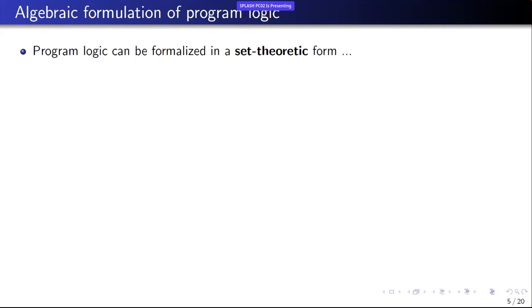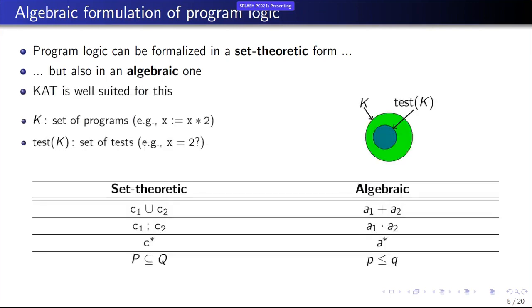Up to now, we have seen how we can formalize this local completeness logic using a set-theoretic framework, representing conditions as sets and the program semantics as a transition system. But we can also use an algebraic way of formalizing program semantics. In particular, I would like to discuss a very suitable algebra for this, which is the Kleene Algebra with tests, typically referred to as KAT.